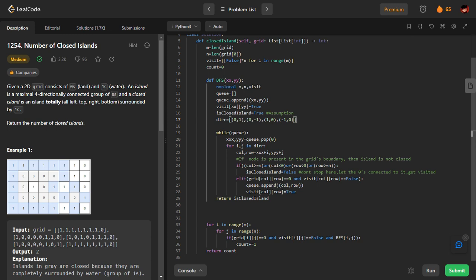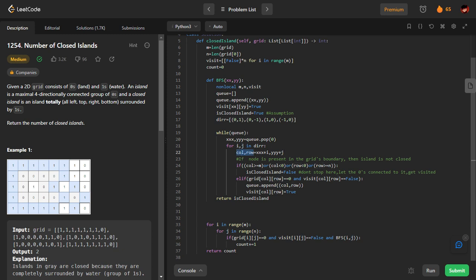So while q is not empty, this particular function will run. Let us see what this function does. I am popping out a value from the left. Pop of zero means whatever is at index zero, it will pop that out. I'm calling it tx and ty. Now I will be adding these directions to it. So for i comma j in directions, I am adding i comma j to x and y, which I have popped out, four times, because the length is four. These are four directions, so I will be trying all possible directions.